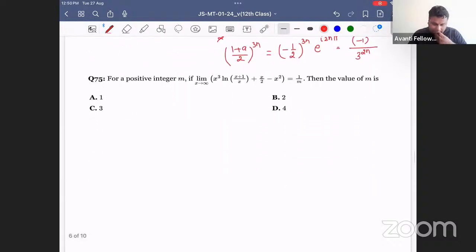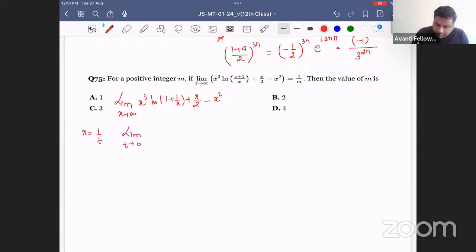Well, let's go with this question. For a positive integer m, if limit x approaches infinity, x cube ln of 1 plus 1 by x plus x by 2 minus x square. This is the question. All right. First of all, I replace x by 1 by t. So it will be limit t approaches 0, ln of 1 plus t upon t cube plus 1 upon 2t and minus 1 by t square.